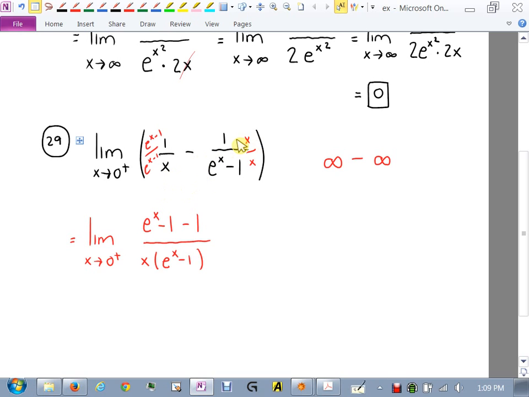Minus x, yes, thank you. Sorry. My fault. Forgot to multiply the x. So this times 1 is this, minus 1 times x is x. Denominator here.